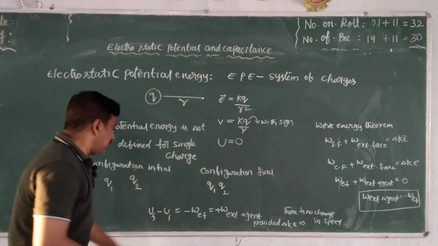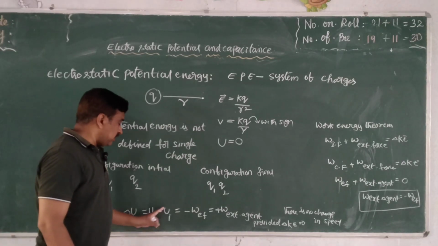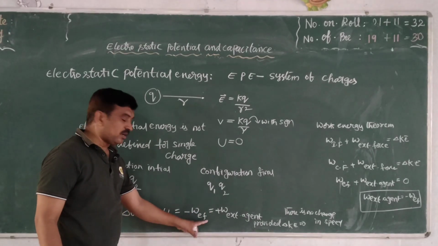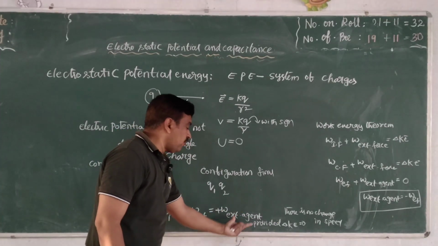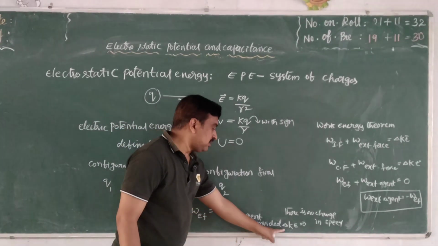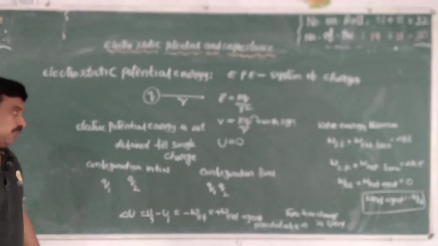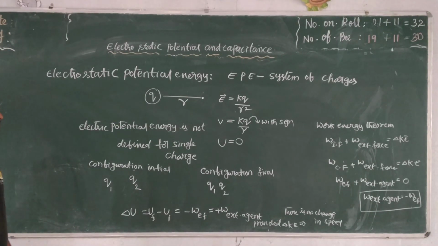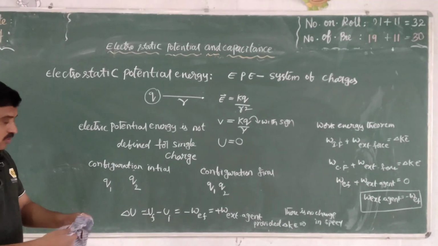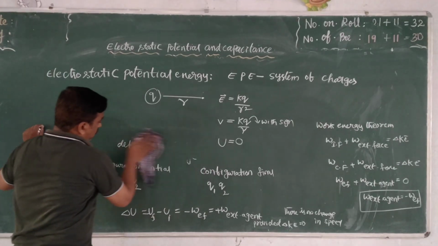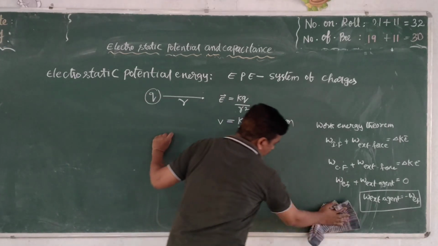How to write it? Delta U, change in potential, equals final potential minus initial potential, equal to negative of work done by electric force, equal to positive of work done by external agent. We can write positive of work done by external agent provided change in kinetic energy is 0, there is no change in speed. So this is the basic information about electrostatic potential energy. Now we discuss electrostatic potential energy for two charges. How to derive the equation? So that we can write now here.